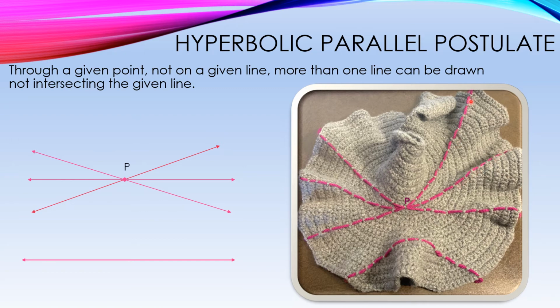But I can also fold along this geodesic going through the same point P, and I have another line that is never going to intersect the given. And here's a third. I can fold along this curve through the point P again, and I have another line that is parallel to my given. In fact, I could keep doing this as many times as I want. It becomes more clear in this model that we can find an infinite number of asymptotic parallel lines.